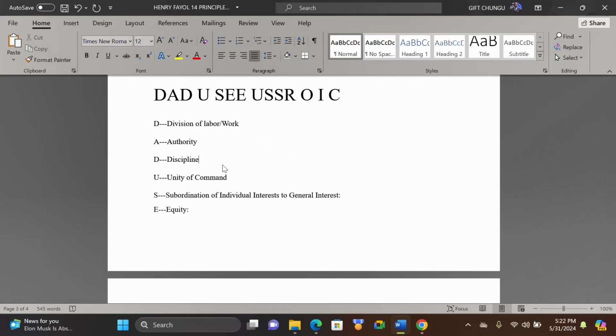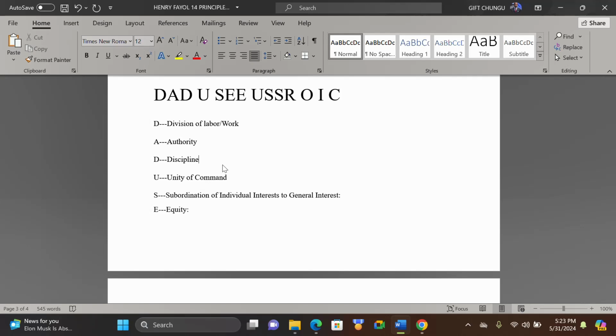And then we also have U, you see DADUSSR, now U, meaning unity of command. When we are looking at unity of command, let's take this example of a school setup. We have the headmaster, we have the deputy head teacher, we have the head of department. So these guys have people that are under them.